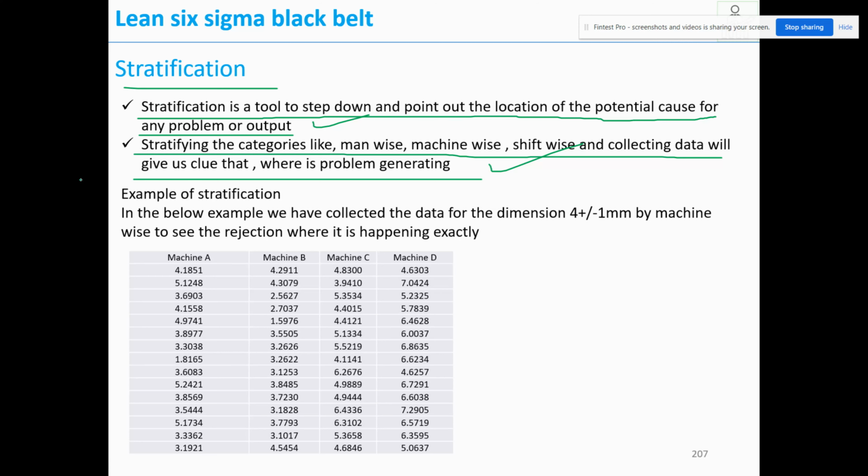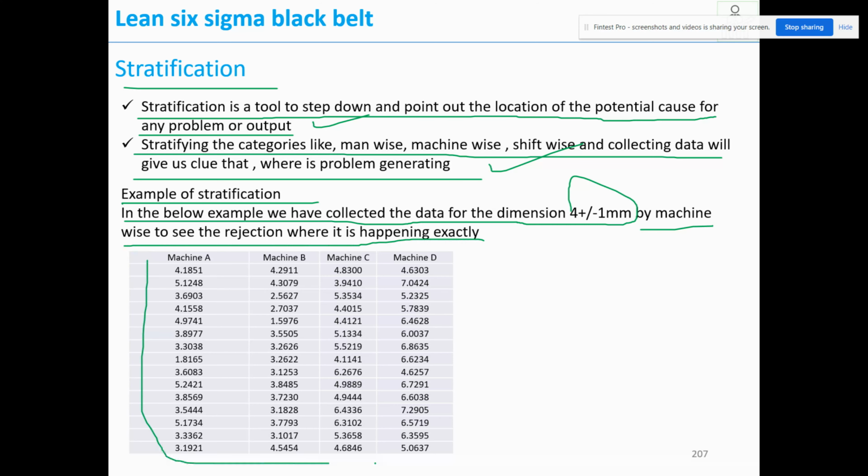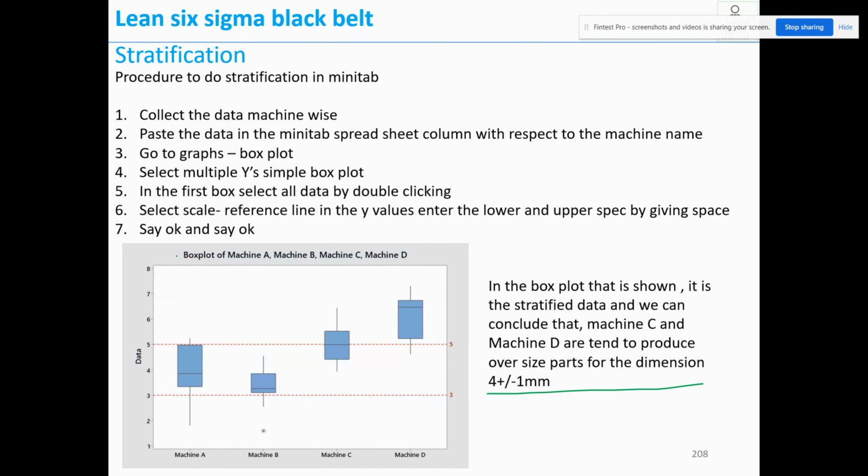Now here let us see an example. In the below example, we have collected the data for the dimension 4 plus or minus 1 mm, machine-wise, to see where the rejection is happening. Now the data is collected machine-wise. Now we'll analyze which machine is producing rejections, and this we can do with the stratification methodology.